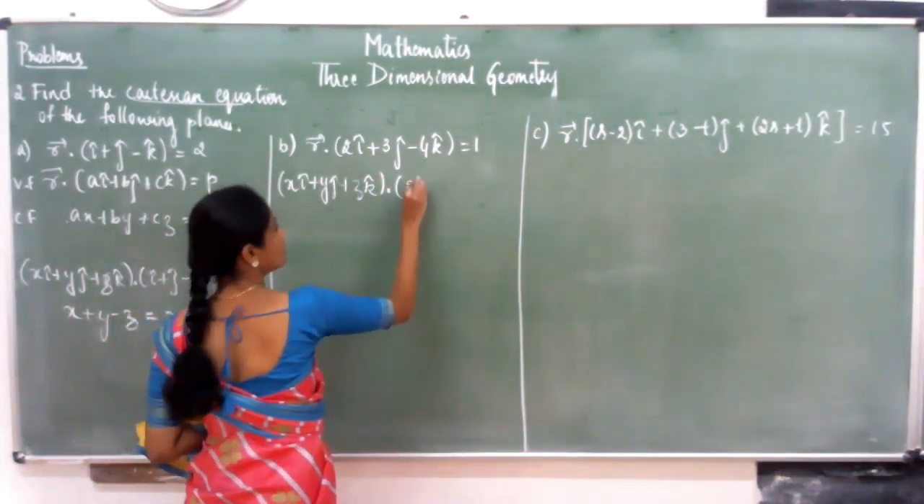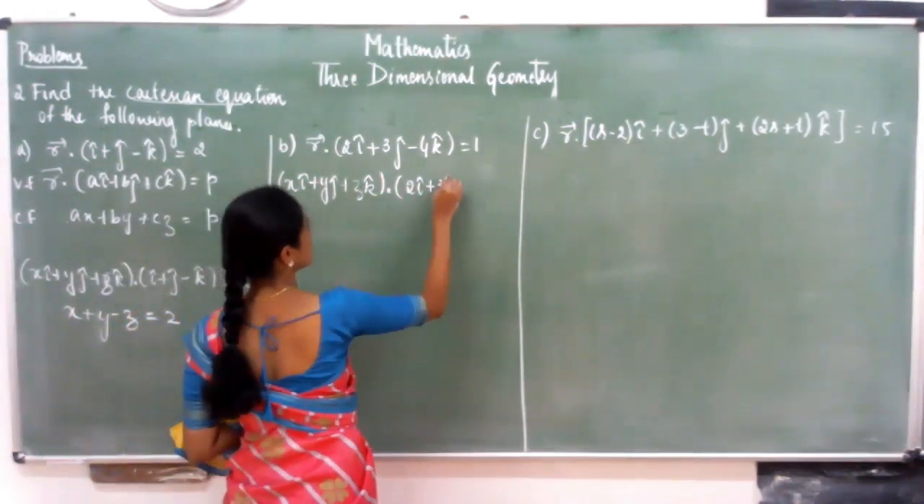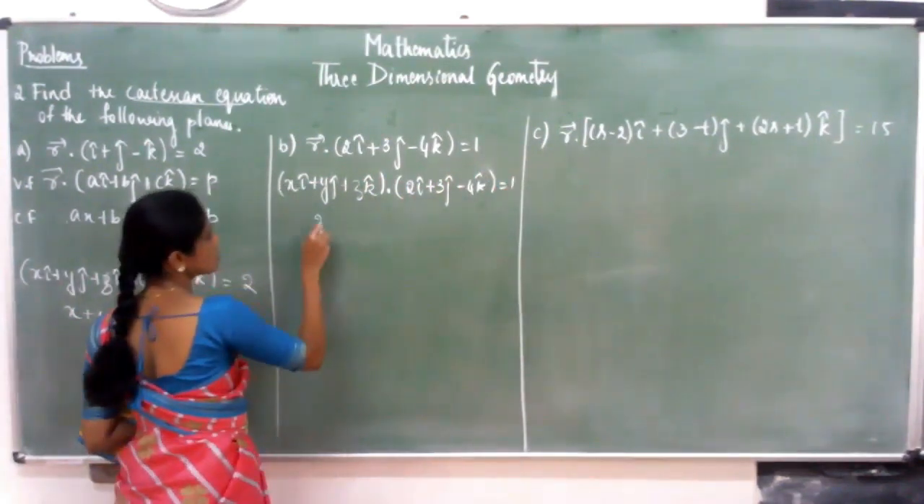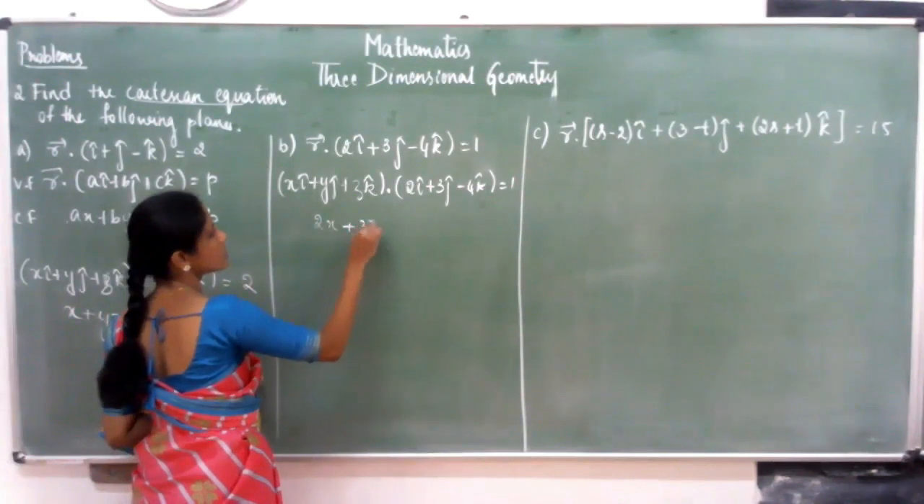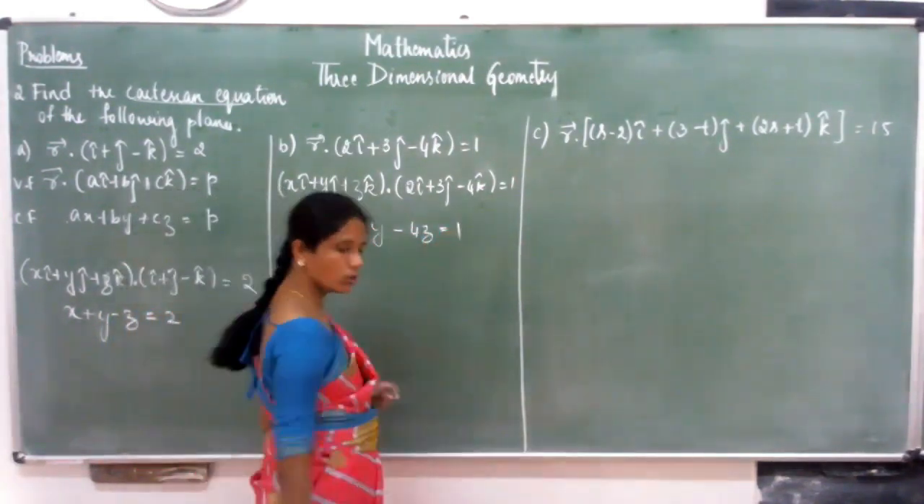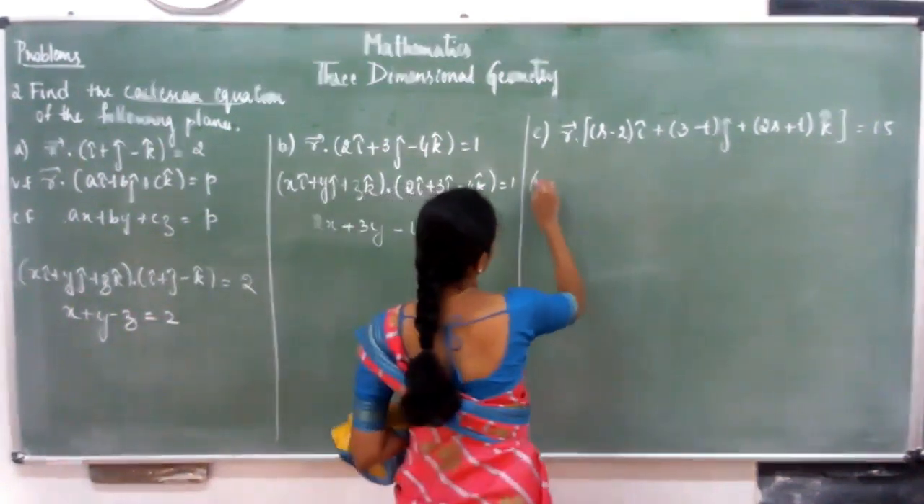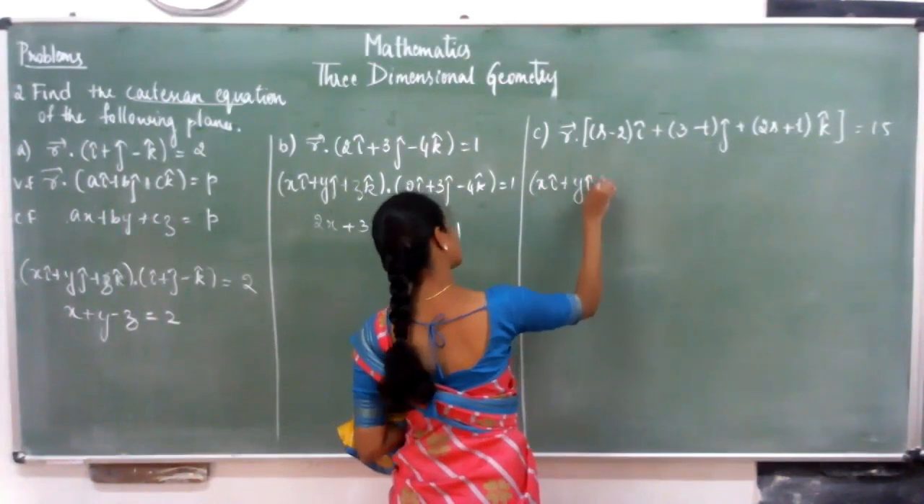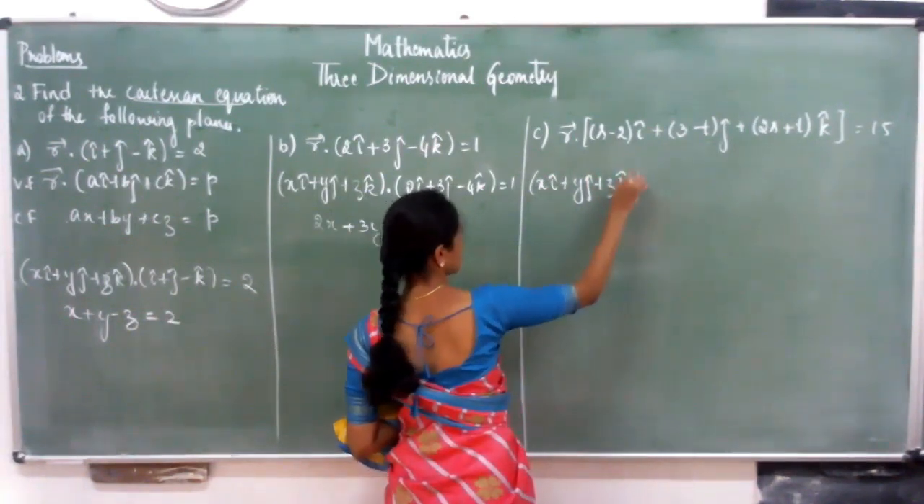We have 2i cap plus 3j cap minus 4k cap, which is equal to 1. Therefore, this is given by 2x plus 3y minus 4z is equal to 1. Next problem. So, here also writing vector r, which is xi cap plus yj cap plus zk cap.